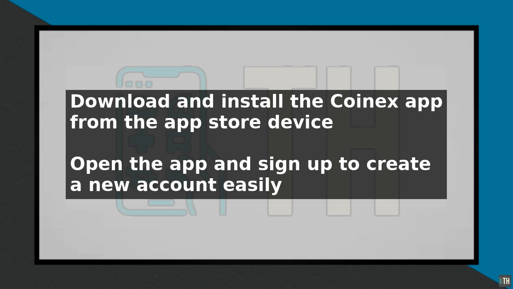To get started, first download and install the Coinex app from the App Store on your device. Once installed, open the app and click on Sign Up to create a new account. Enter your email address and create a strong password. Then click on Register. You will receive a verification email. Click on the link in the email to verify your account.